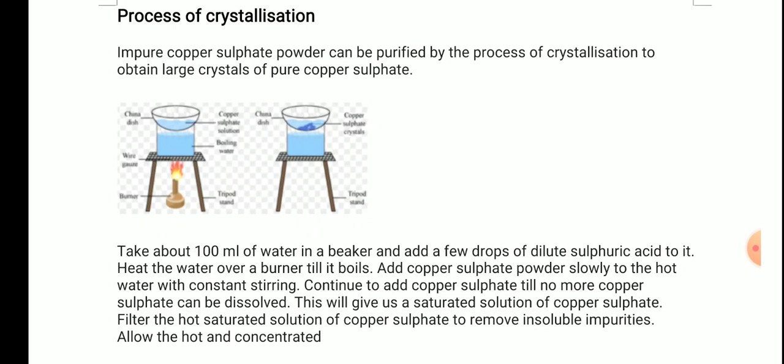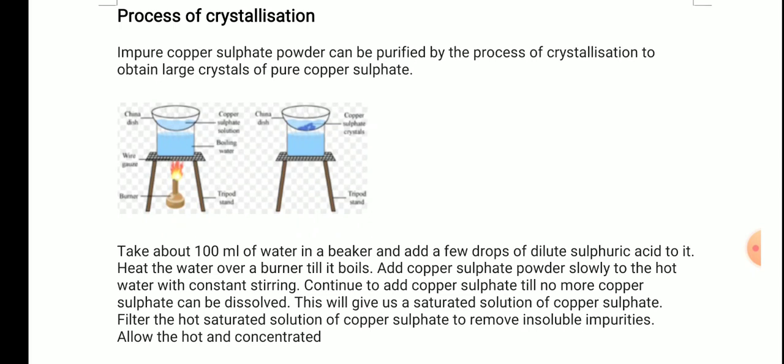Means you have to continuously stir it so that the copper sulfate powder dissolves. Continue to add copper sulfate till no more copper sulfate can be dissolved. This will give us a saturated solution of copper sulfate. Now, what is a saturated solution? Students, a saturated solution is one in which the fixed amount of solute that can be dissolved in a fixed amount of solvent has been dissolved.